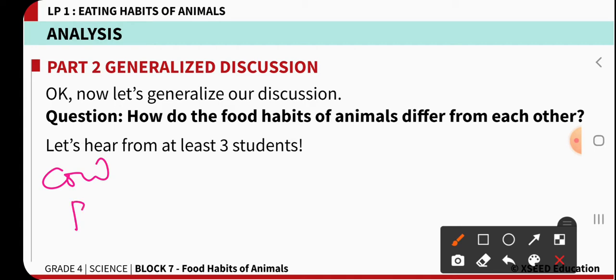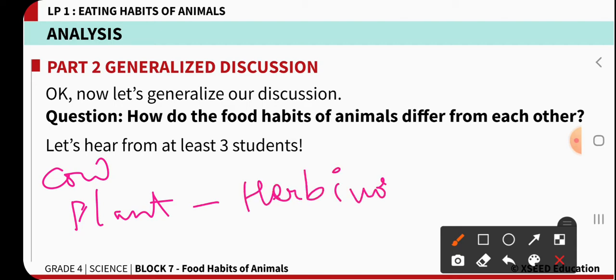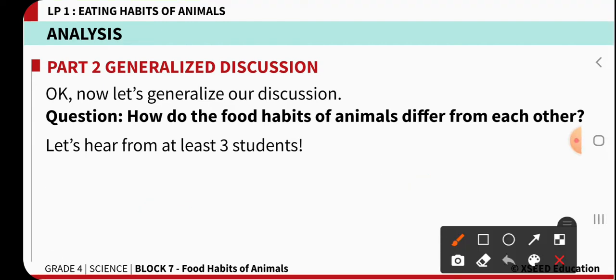Now, just now we wrote a cow, it is only a plant eater. Such animals which eat only plants, we call them herbivores. What are we calling them? We are calling those animals herbivorous animals or herbivores. But we had even seen one more animal there. What is the next animal that we had seen?